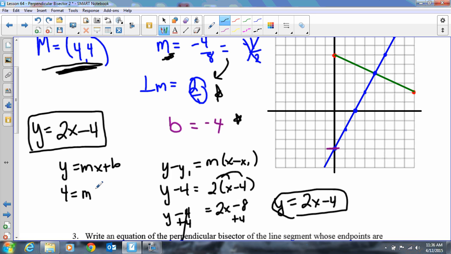Same thing here. Plug in your 4 and your 4. Here I can plug in my 2. So 4 equals 8 plus b. Minus 8, minus 8. I get b is negative 4, and plug it back in. So same answer.